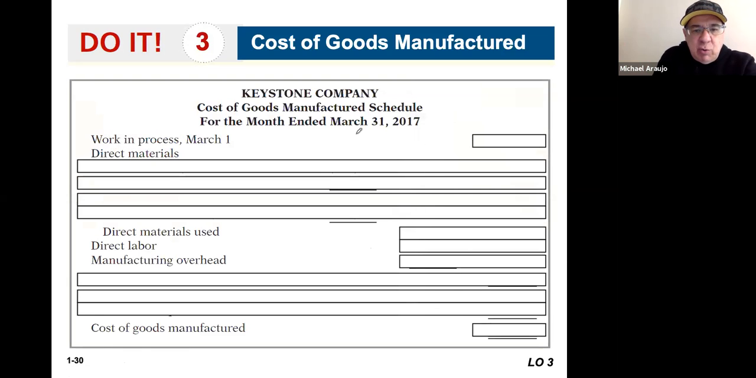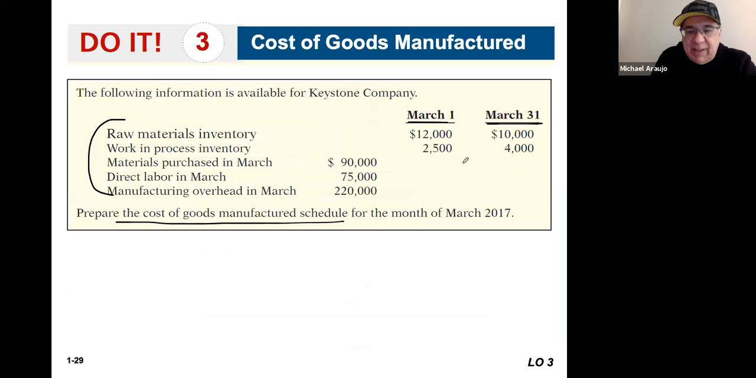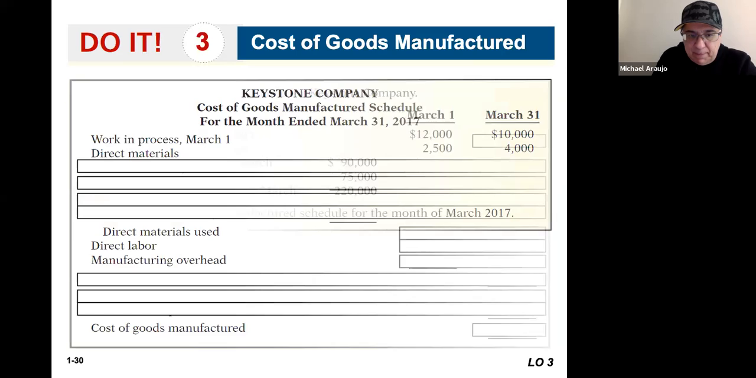So as you know, we start with the work in process as of March the 1st. And remember, we're looking back at this. That's given to us here, $2,500 is the work in process inventory as of March the 1st.